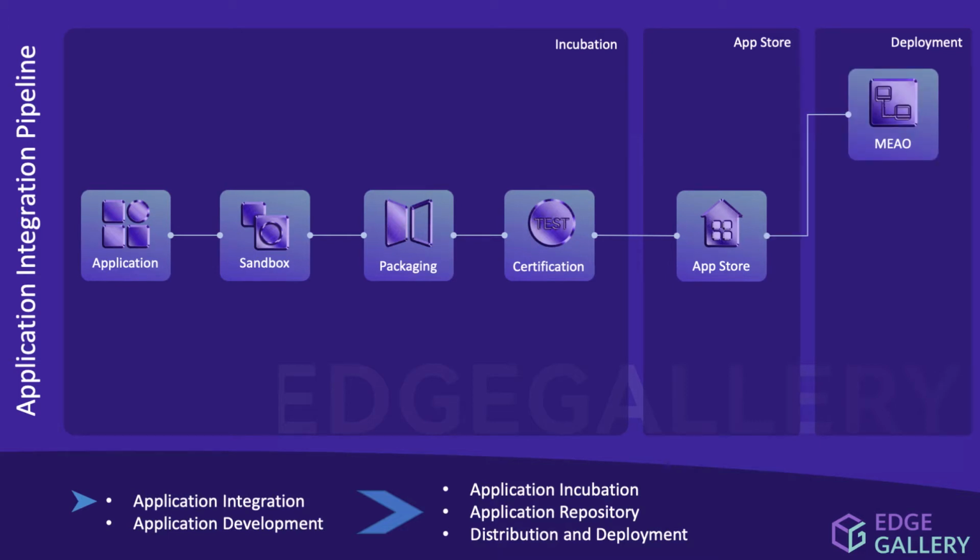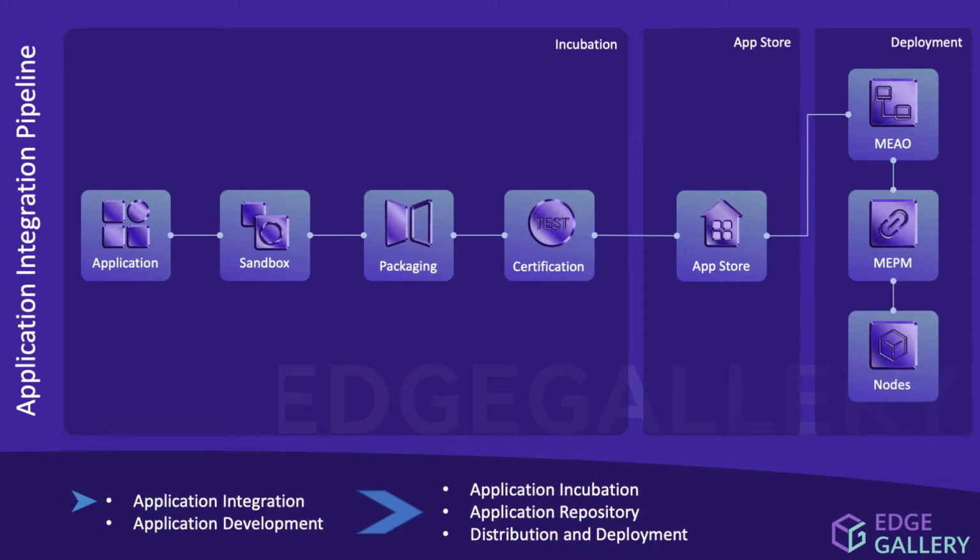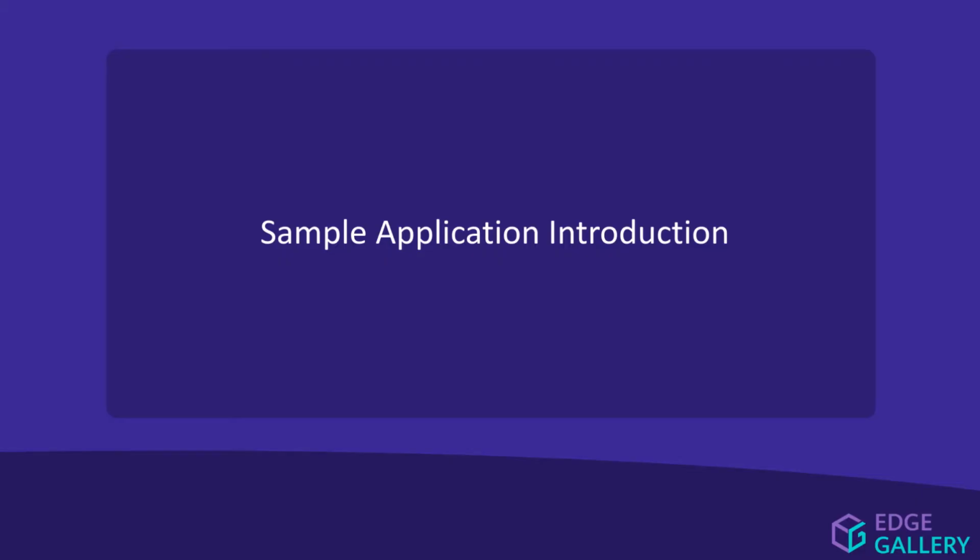Next phase is application deployment. As part of this, MEC Application Orchestrator synchronizes application package from the App Store. MEC Application Orchestrator then instructs the MEP Manager to deploy an application. MEP Manager then deploys application to desired node and carries out lifecycle management of same. Let's move to sample application introduction.